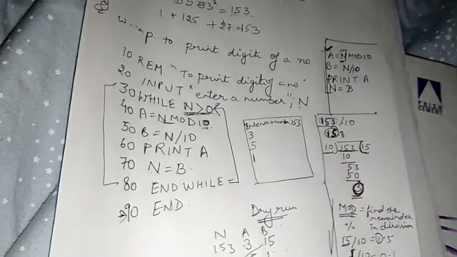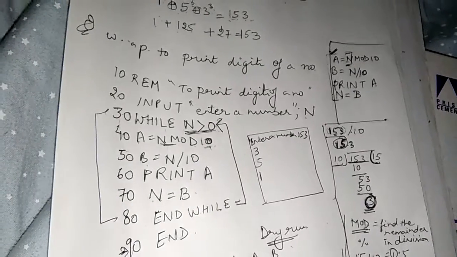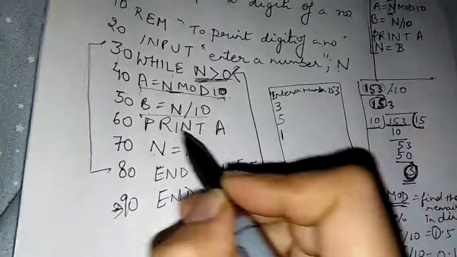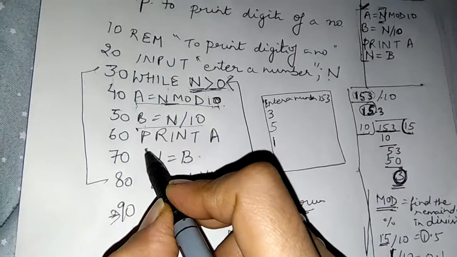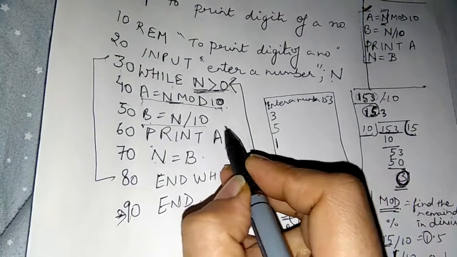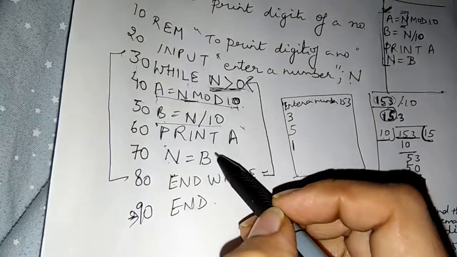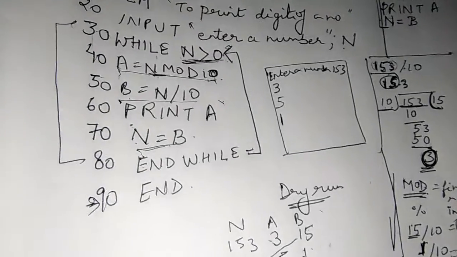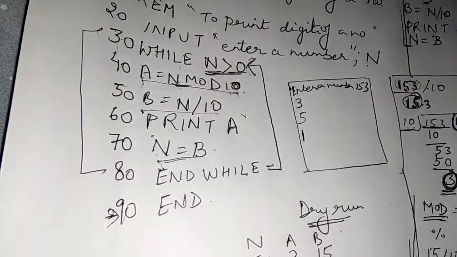So have you understood how we are printing the digits of the number? The three main steps are finding the modulus, dividing the number by 10 and processing that number, and changing the value of n, and then repeating these steps until the value of n becomes 0.